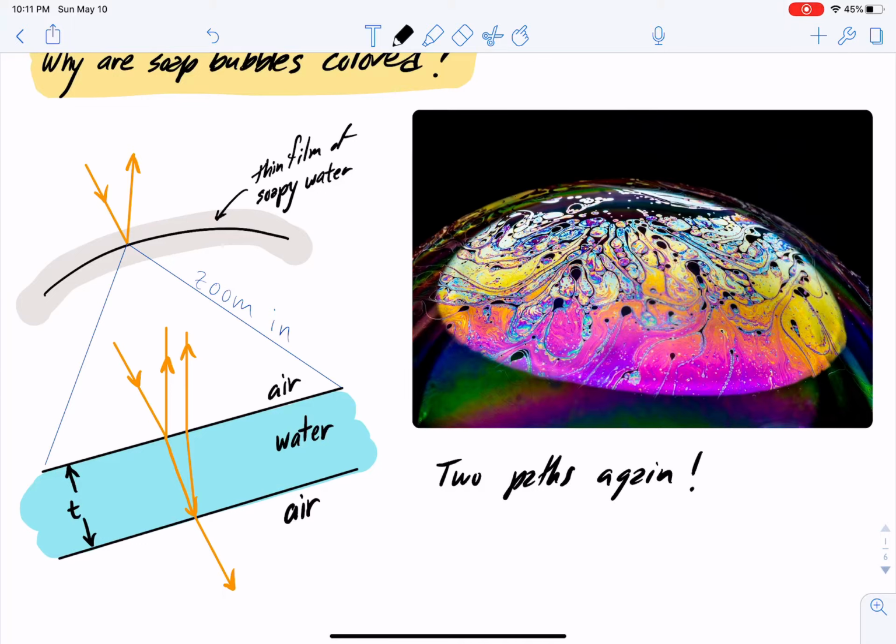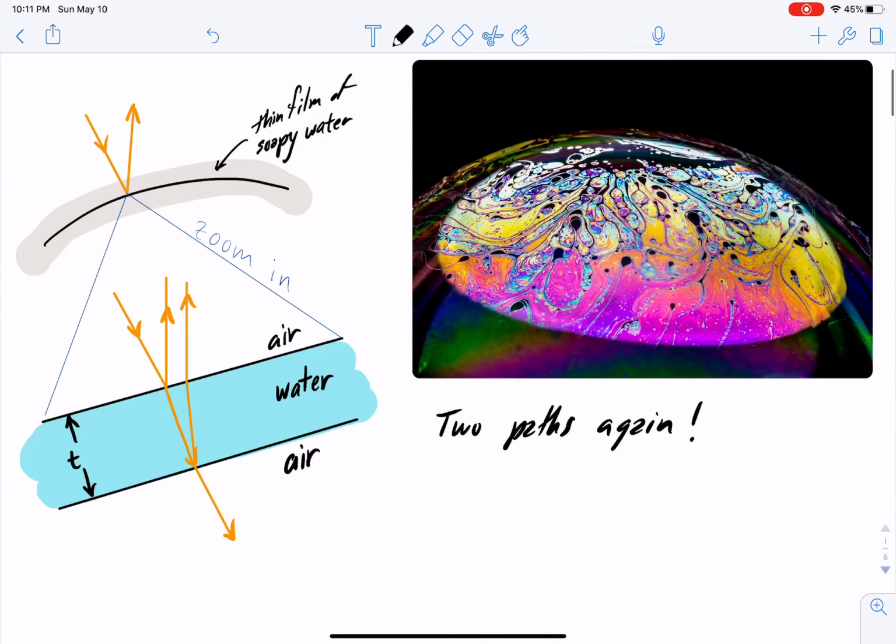Now we know the formula for that: the intensity will be the sum of the intensities plus twice the root of the intensities times the cosine of the phase difference. Okay, so the phase difference is the difference between these two paths.